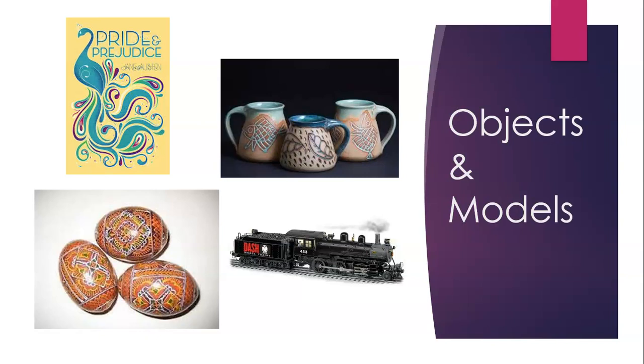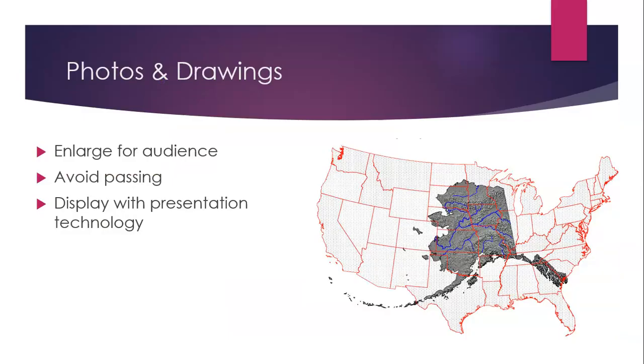We have objects and models. So you could have a book, maybe it's your favorite book, Pride and Prejudice, and you want to talk about it. Maybe you have pottery that either you made or something of tradition. Your grandmother's painted Russian eggs. So that might be an example. In my area where I live here in South Central Pennsylvania, we have a lot of trains. It's a hot topic. Maybe you're going to tell us about your collection, your favorite railroads, etc.